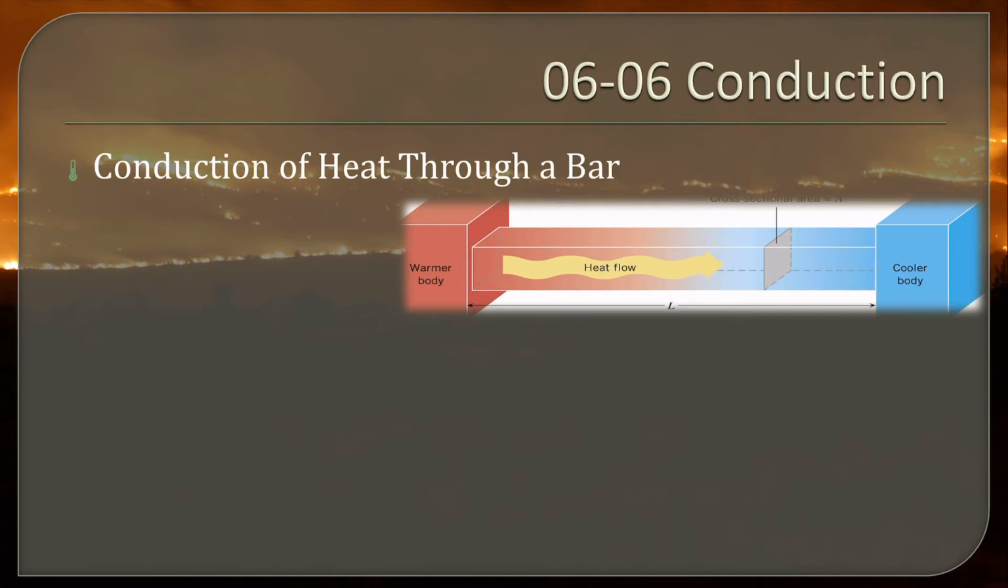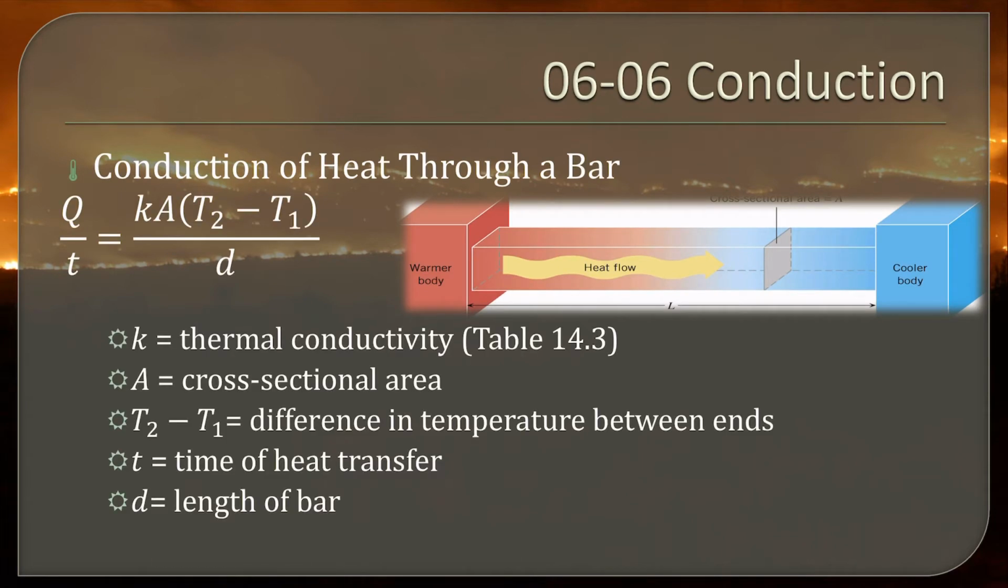So the conduction of heat through a bar is Q over T. So this is the rate of heat conduction. That's a rate of heat transfer is K, which is the thermal conductivity constant, not Boltzmann's constant. It's in a table for each of the different materials, times the cross-sectional area times your difference in temperatures over the length of the bar.